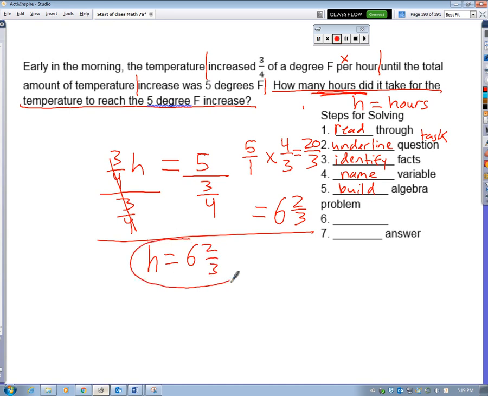hours. That's how long it took for the temperature to increase. 6 2/3 hours. You could also change that to minutes if you want to get fancy. Then you would have 6 hours and 40 minutes. If you want to get super technical, but I would take this right here. That'll be fine. Alright, we did step 6. We solved. Step 7, we could check if we want. We could take 3/4 times 6 2/3 and make sure that we get 5 over here to make sure our math is right.